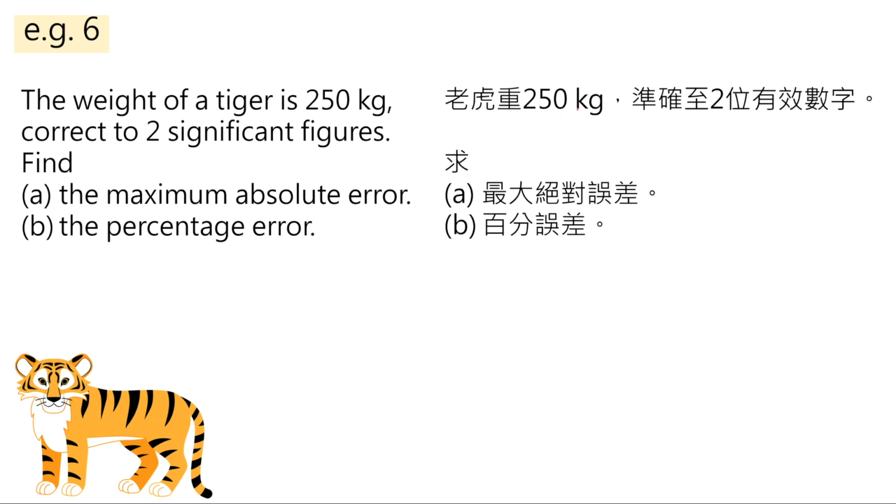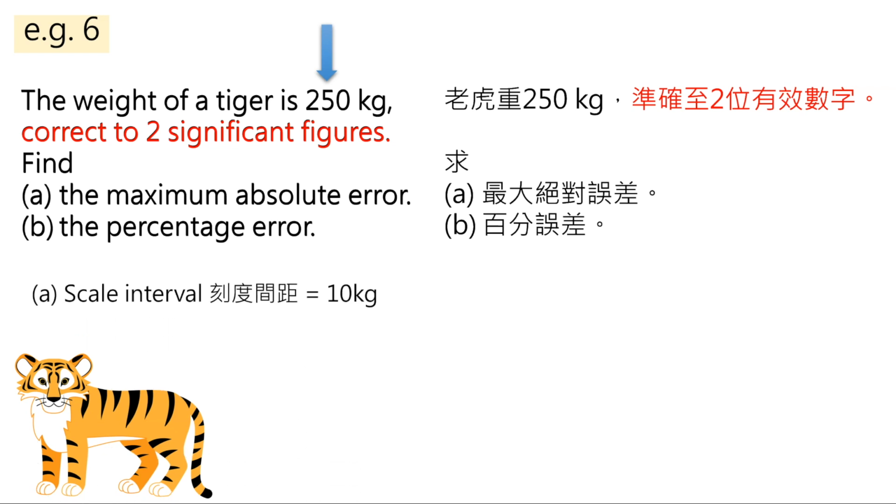The next question, the weight of a tiger is 250 kilograms, corrected to 2 significant figures. Again, for the maximum absolute error, we first find the scale interval. And the only thing we know is that it's corrected to 2 significant figures. So what is 2 significant figures? As you can see, it's 250 kilograms, and 2 significant figures is the first 2 numbers here, and not counting the 0. Since we're not counting the 0 at the back, the most accurate you can ever get is really by 10 kilograms. So therefore the scale interval is defined as 10 kilograms.